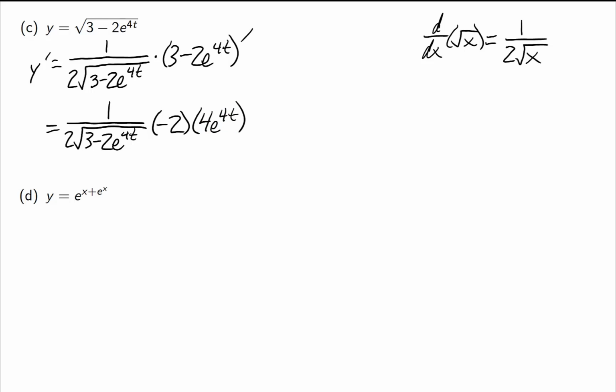Now let's simplify this just a little bit. I notice the 2's can cancel, and that leaves me with negative 4e to the 4t over the square root of 3 minus 2e to the 4t.